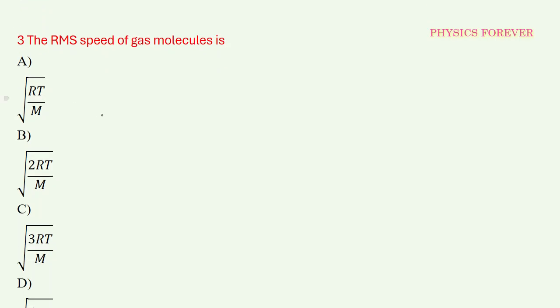The root mean square speed of gas molecules is root of 3 RT by M. R is the gas constant, and M is the molar mass. So which one is correct? Option C is correct: root of 3 RT by M.